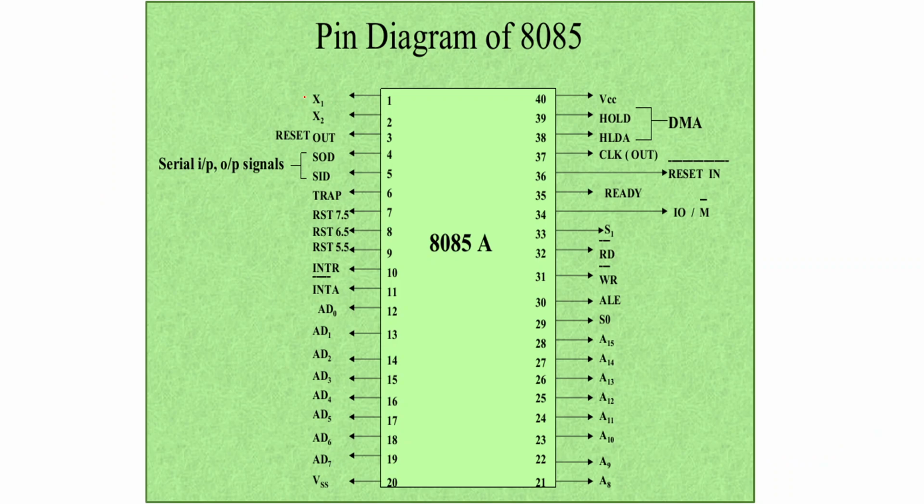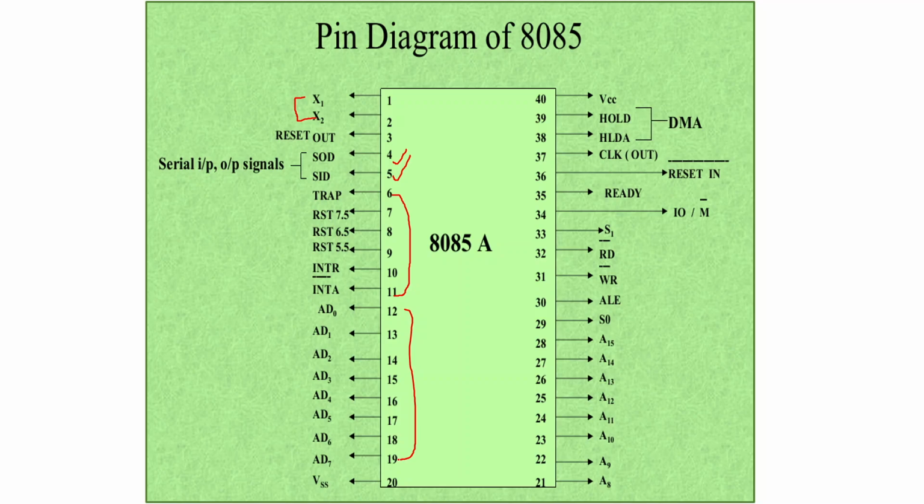Here X1 and X2 are used to connect a crystal to generate the clock pulses required for executing the instructions, and the third pin and 36th pin will be used for reset operations, and for serial transmission we will use the fourth pin and fifth pin, and interrupt related pins are from 6 to 11. These pins are related to interrupt signals, and pins 12 to 19 are bidirectional.